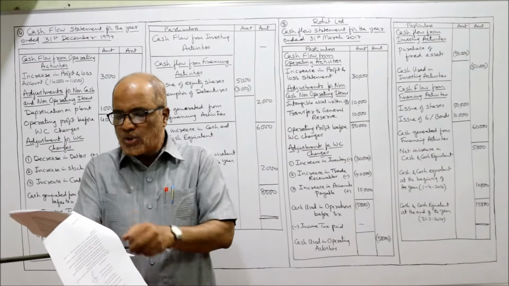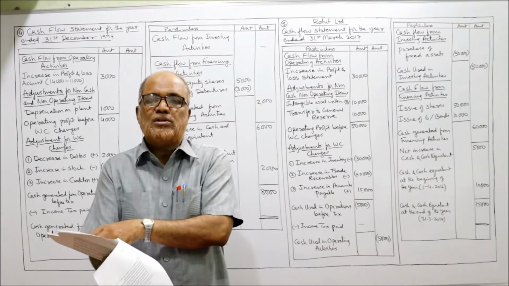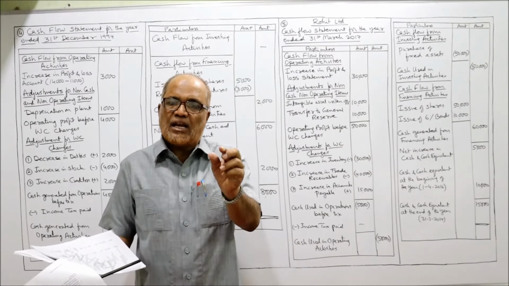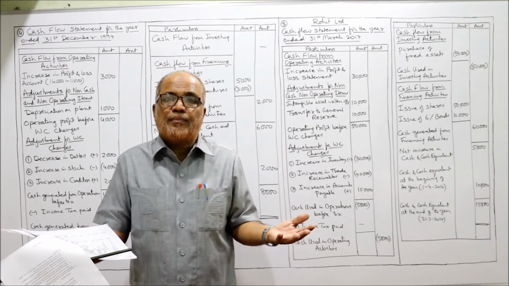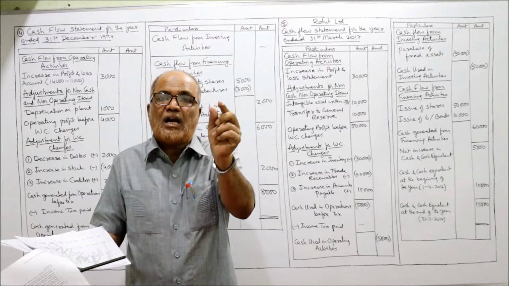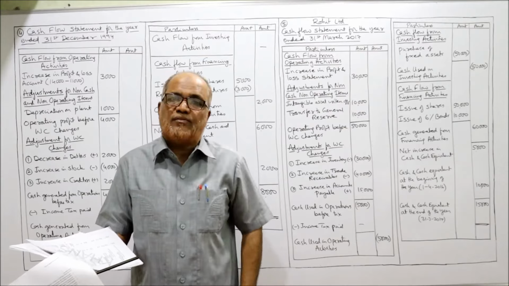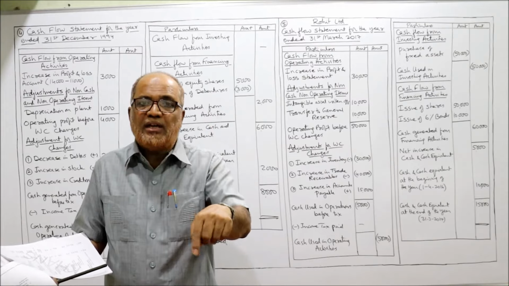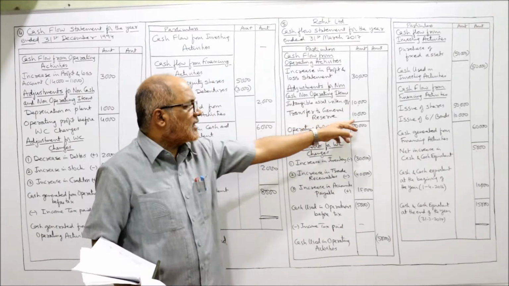If you see the notes to accounts, last year general reserve was 30,000. Current year general reserve is 40,000. How has it increased? We can make a conclusion that during the current year 10,000 rupees were transferred from profit and loss account to general reserve. That is a valid conclusion. The general reserve has increased because during the year we have transferred 10,000 rupees. So transfer to general reserve 10,000 rupees.